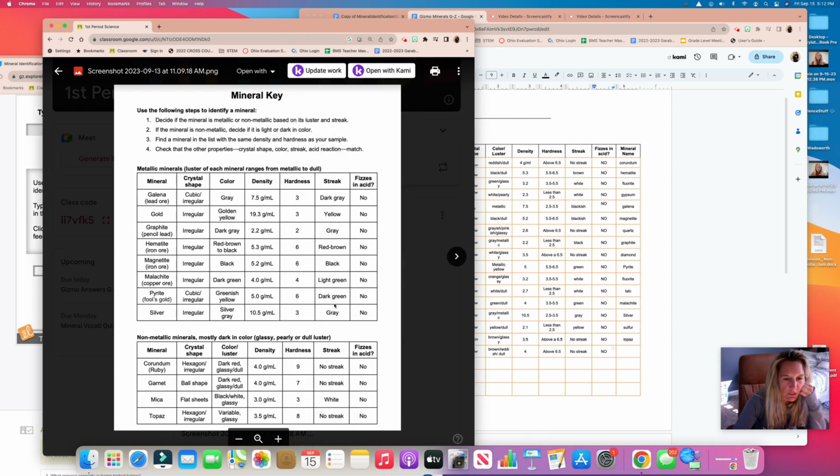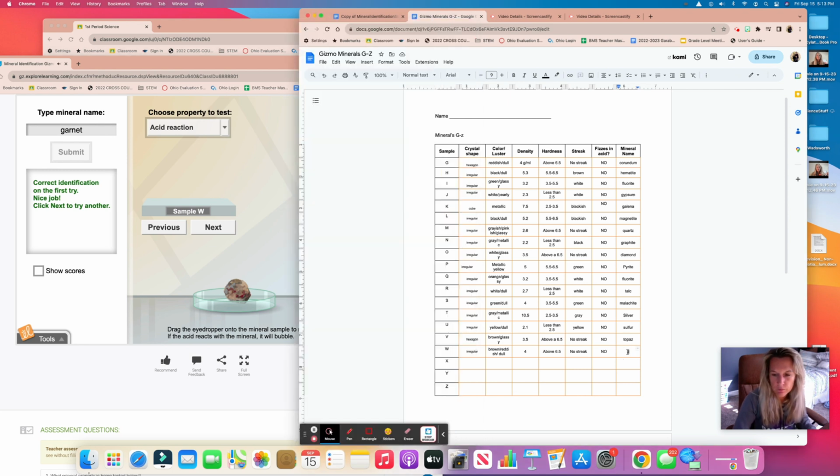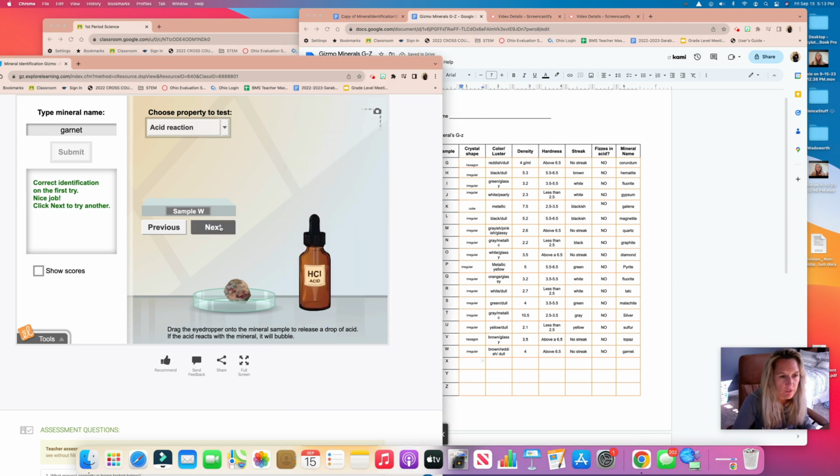Okay, so if we take a look, let's look at malachite, hardness of 4. So that can't be it because we know it's got to be above a 6.5. So corundum or garnet. We've already done corundum, so it could be garnet. Let's go ahead and give that one a try. We could put both in, but because we've already done corundum, process of elimination, it is garnet. So garnet. All right, letter X.